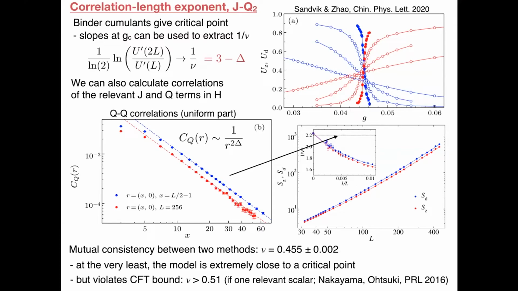But one problem, of course, as I think people know here, is that for this particular exponent we violate this bound, which, if I understand correctly, is a very general bound. If you have one relevant scalar in a CFT, this has to be the case. This is not really compatible with that. But this talk is in some sense about showing that maybe we actually don't violate the bound if we have more relevant scalars.